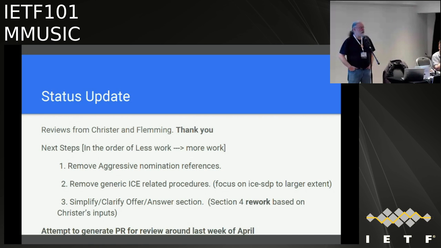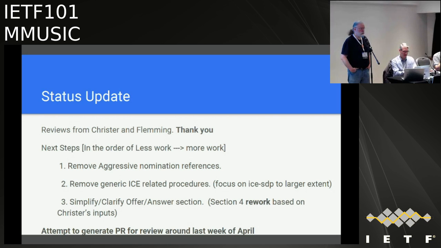Any question or comment I can help with? Maybe just a clarifying question. Generating a PR versus submitting an updated draft, is that one and the same or not? No, it's not. A PR is a proposition to modify the document, and the publication comes after.